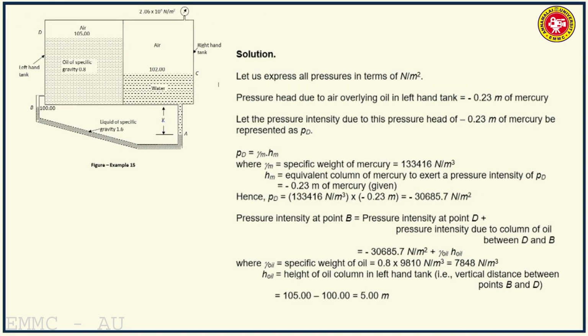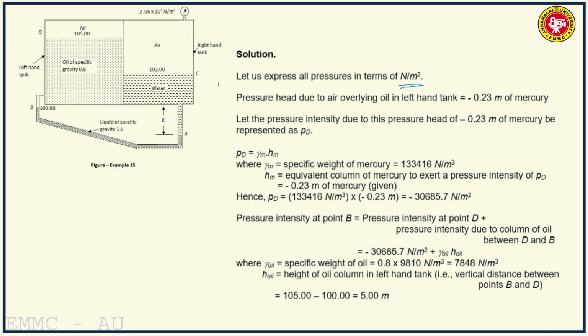So now let us express all pressures as intensity of pressure, that is Newton per meter square. So pressure head due to air overlying oil in the left hand tank is minus 0.23 meters of mercury, that is negative pressure.